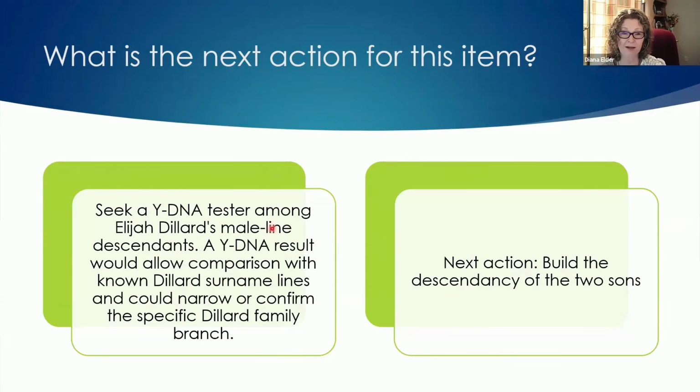Among this is finding someone, then trying to find their address or contact information, then reaching out to them, and then sending them a Y-DNA kit. There's a lot of steps that come after you actually find someone who's a possibility. So the next action really would be to build the descendancy of the two sons. This is a better item to put in a research plan, just more focused. You could still have the larger item, but then have the next bullet point be the next action, what you really want to do for this research project.